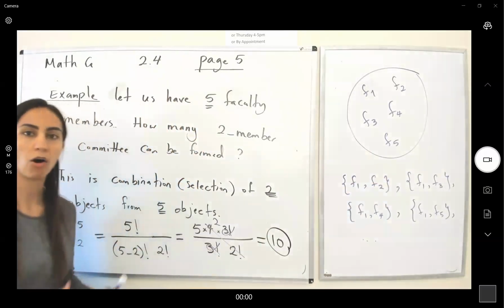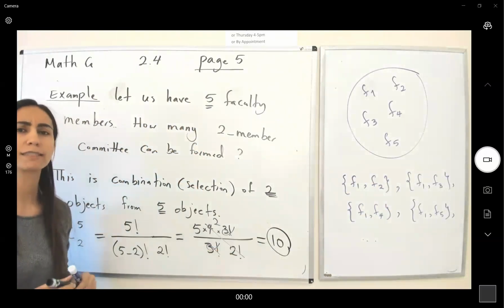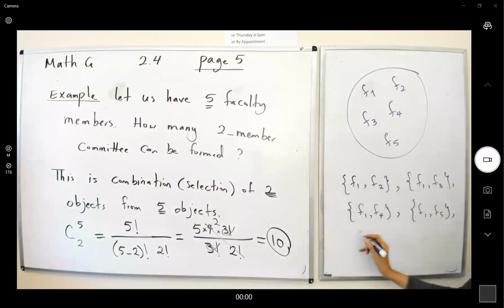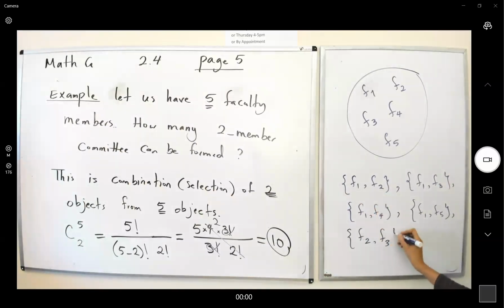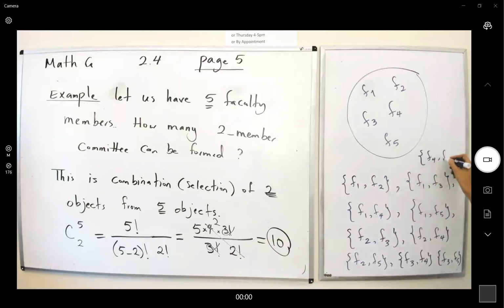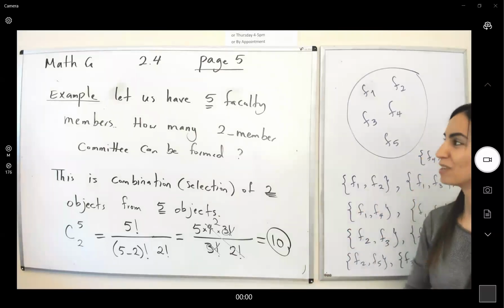You can actually list all of those subsets and see there are 10 of them. So here you can write faculty number 2, faculty number 1, we already have it, we're not going to list that. Faculty number 3, then you have faculty number 2, faculty number 4, then faculty number 2, faculty number 5, then you start with faculty number 3, faculty number 4, faculty number 3, faculty number 5. What else? Faculty number 4 and faculty number 5. How many? 1, 2, 3, 4, 5, 6, 7, 8, 9, and 10 of them. Exactly 10 subsets with 2 members, or cardinality of each of these subsets is equal to 2. 2-member committee.